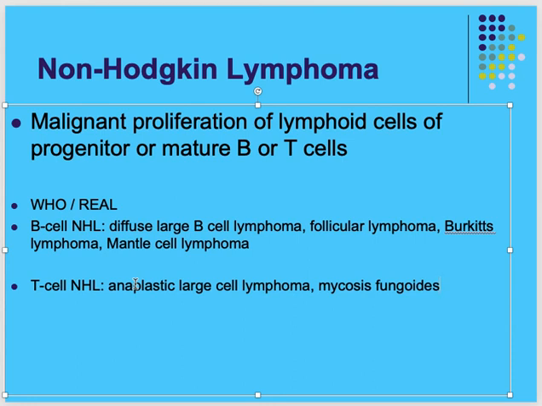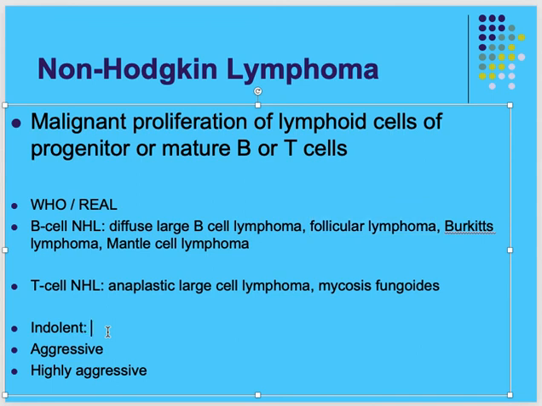Then WHO classifies them in one more category, according to how they behave: indolent, then aggressive, then highly aggressive. This is a way of classifying non-Hodgkin lymphoma. For example, follicular lymphoma is an example of indolent non-Hodgkin lymphoma.